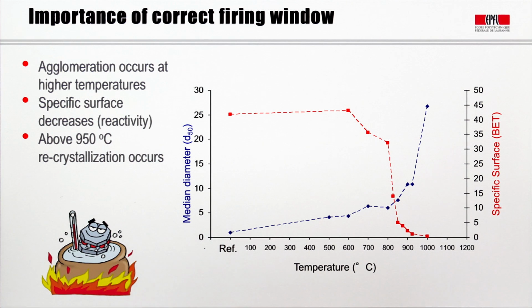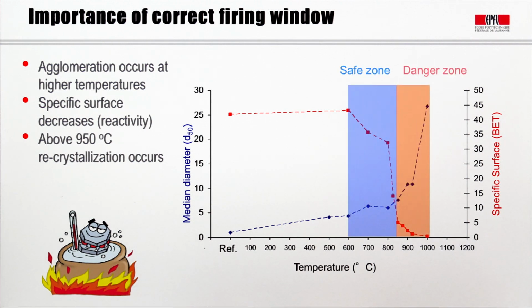So we can also see the importance of the correct firing window in this graph here. So here we see in blue the median diameter of the particles of clay, and in red the surface area. So you see in this zone we get quite a sudden transition between a fine reactive clay and a coarse material which has agglomerated. So here we see this is what we would call the safe zone in blue and the danger zone in orange.